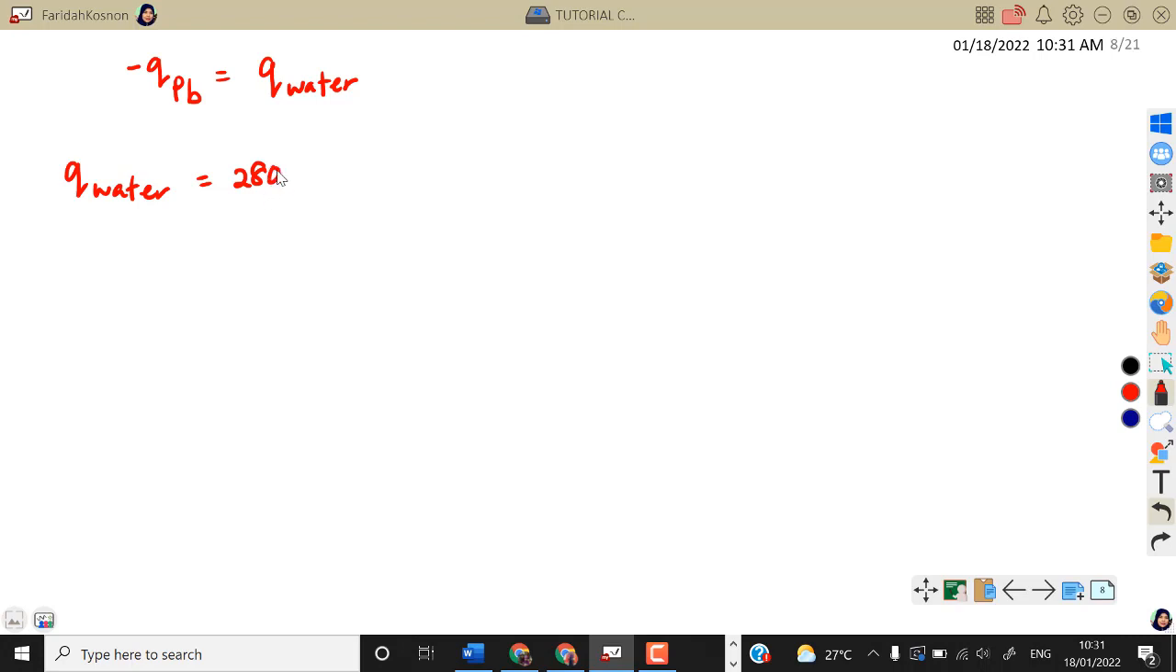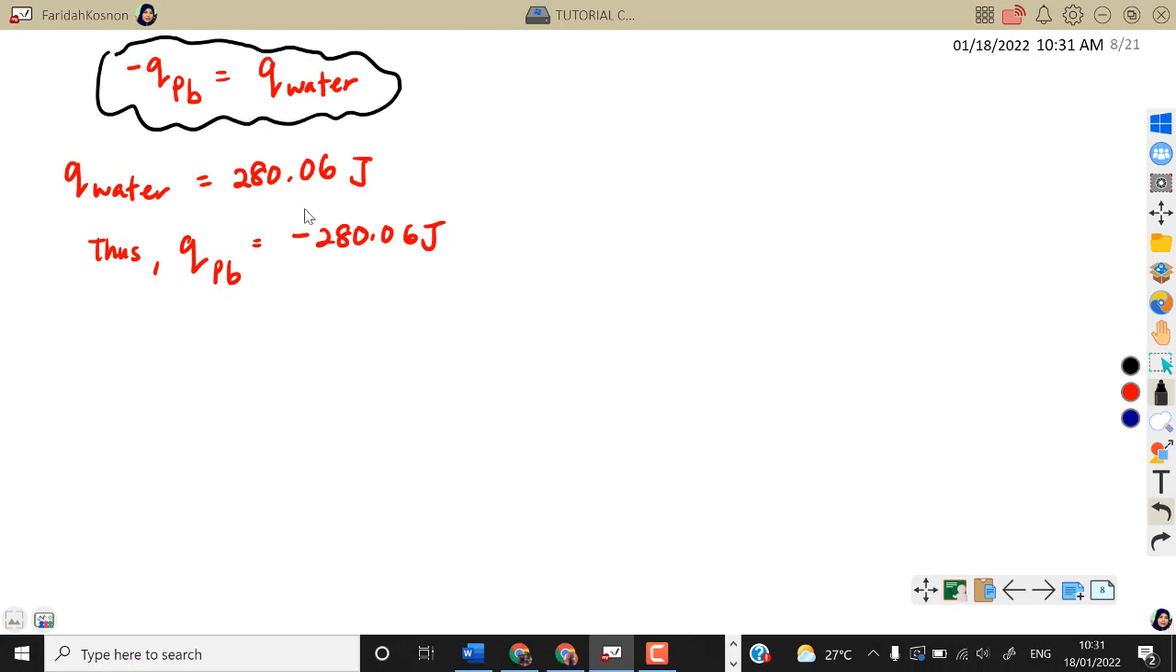280.06 joule tadi kan? Jadi, kalau you tengok, berapakah heat released by lead? Heat released by lead is negative 280.06 joule. Mana dapat daripada konsep ini? Water telah serap sebanyak 280.06 joule apabila lead pellet yang panas itu tadi kita masukkan dalam 100 gram air. Jadi negatif kat sini menunjukkan lead pellet ini dia release heat.